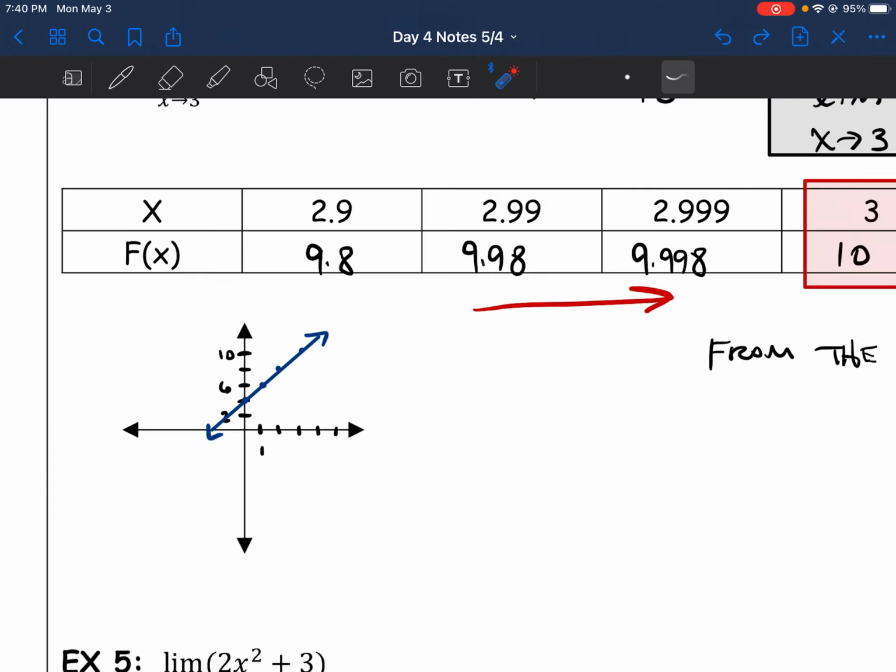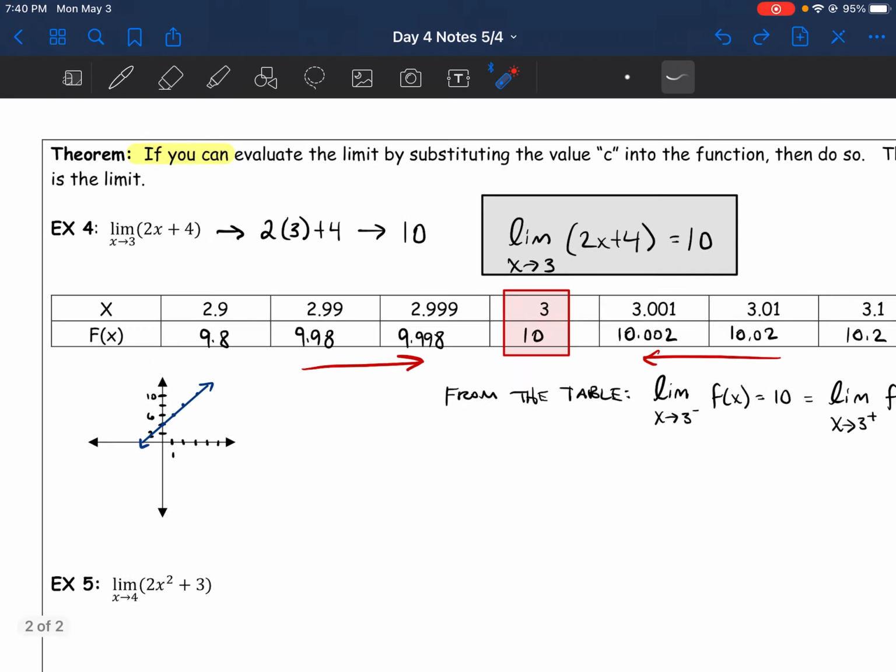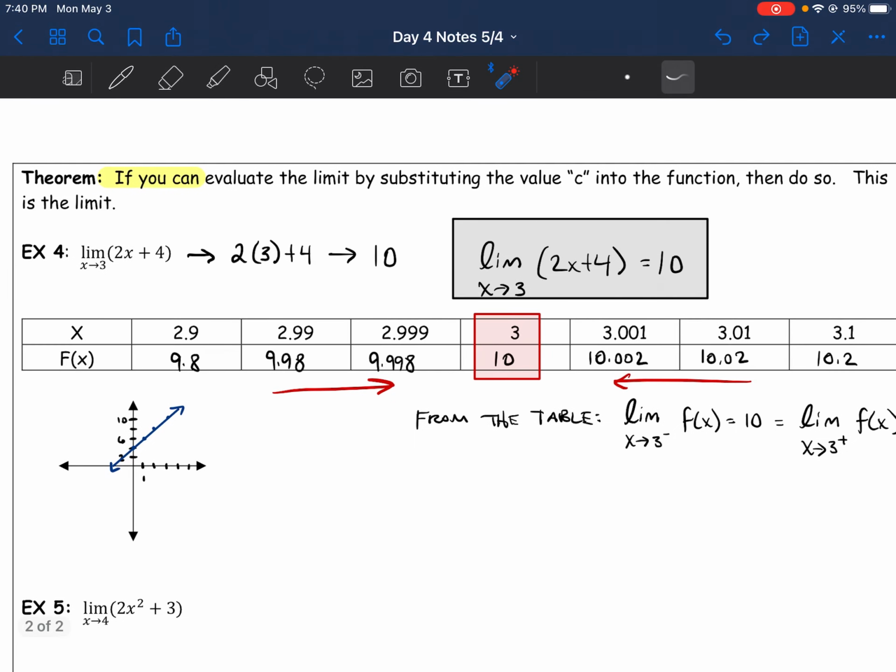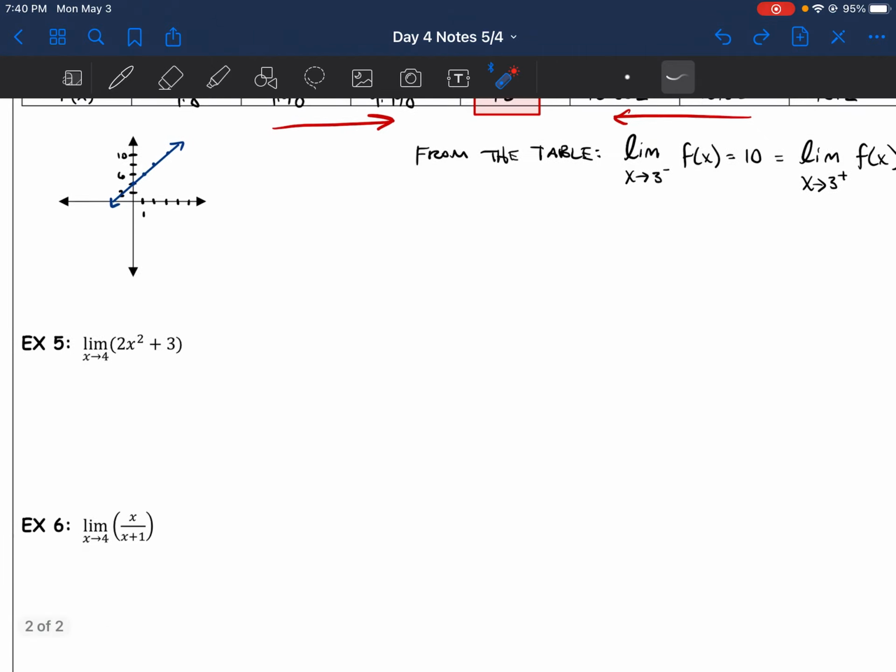Okay. But the big thing here that I really have to stress, and it's the part that I highlighted up here, it says if you can evaluate the limit by substituting the value c into the function. It's not always going to be possible. You're not always going to be able to plug in what x is approaching into the function and get a clean answer. And you'll see an example of that here in just a minute. But for now, let's try a couple example problems.